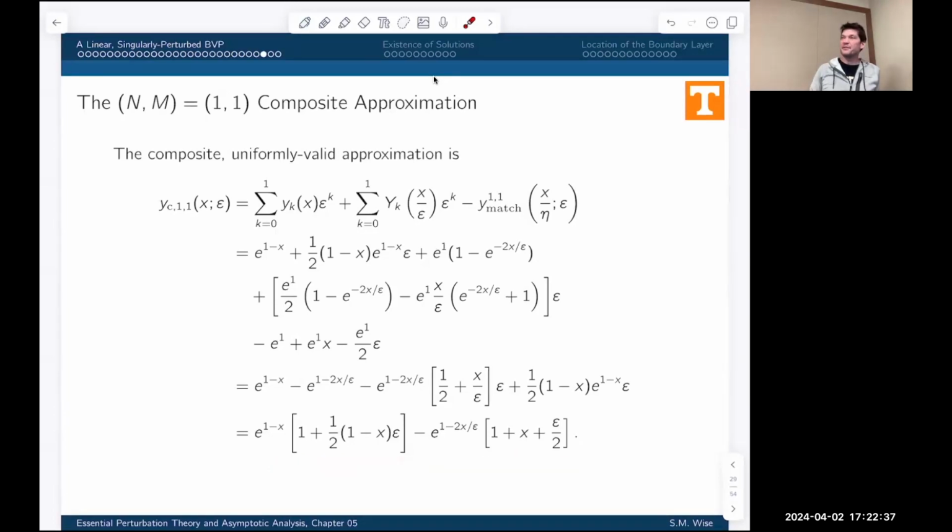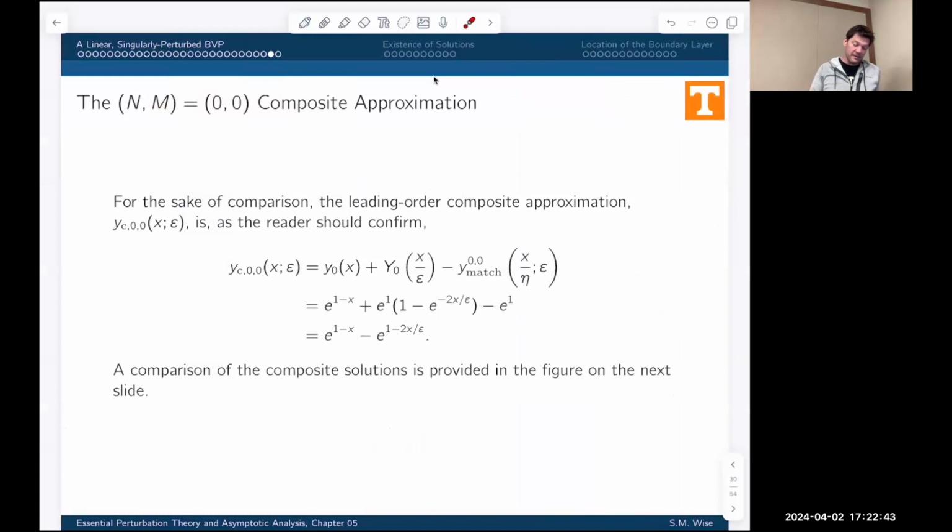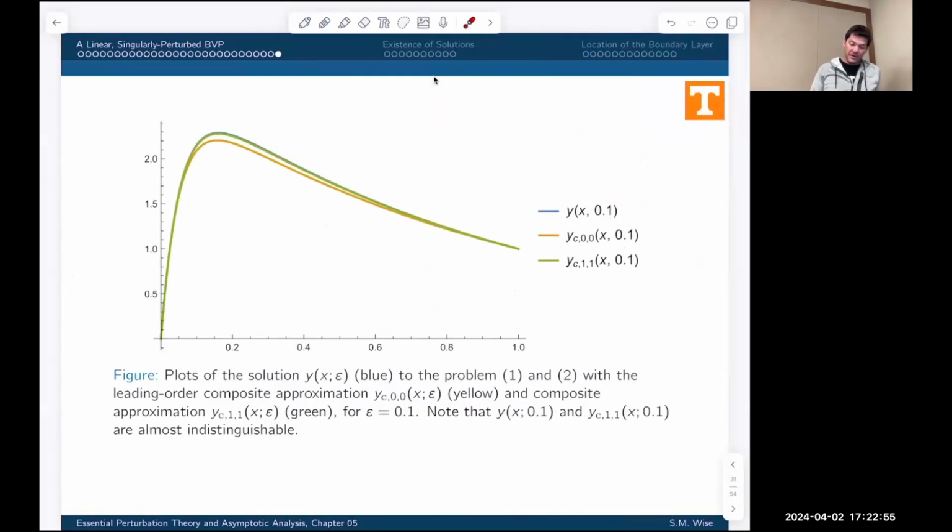So how well does it do as an approximation of our solution? It's not hard to also get the 0-0 matching function, or the 0-0 composite solution. That one's given by this 2-term approximation here. I'll leave those details up to you. Here's a comparison of that guy. That's the 0-0 matching function, the orange curve, the one down below. Here, the true solution is in blue.